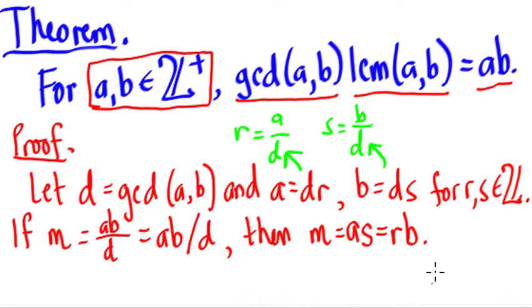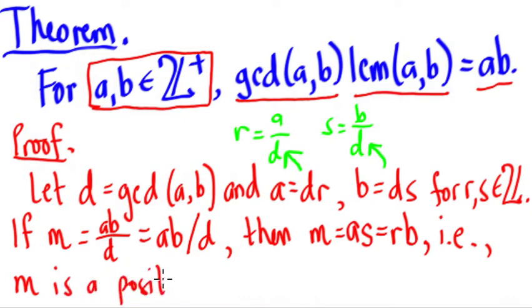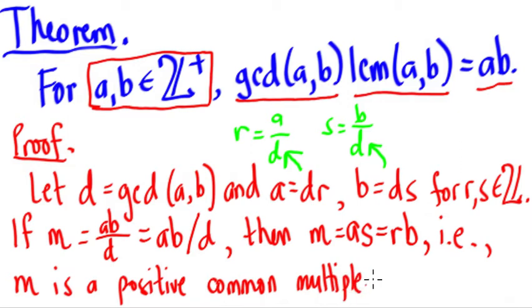The effect of this is that we have made M a positive common multiple of A and B. Thus, M is a positive common multiple of A and B.